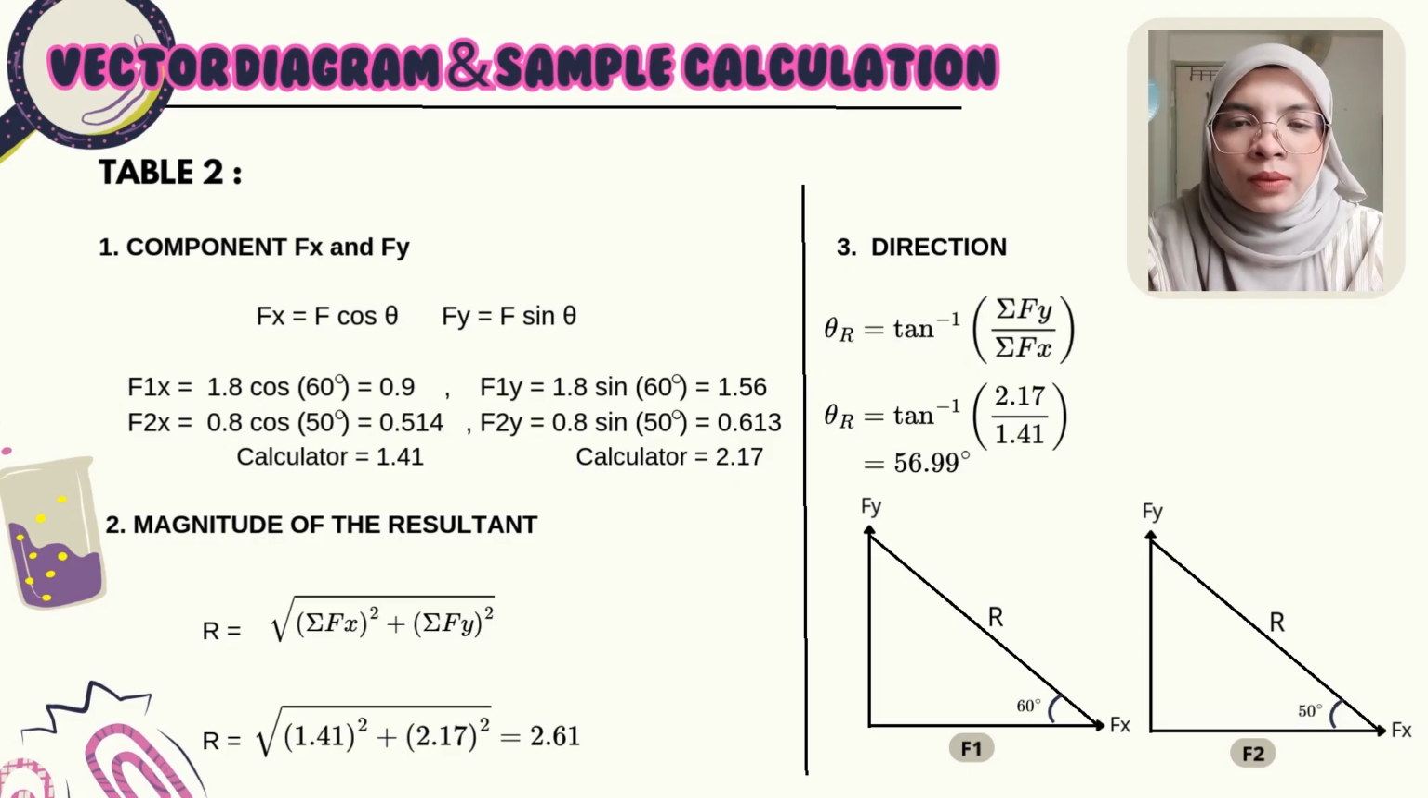The lower right figures for table 2 also show the same vector drawing for the two forces, corresponding to angles of 60 degrees for F1 and 50 degrees for F2 respectively.